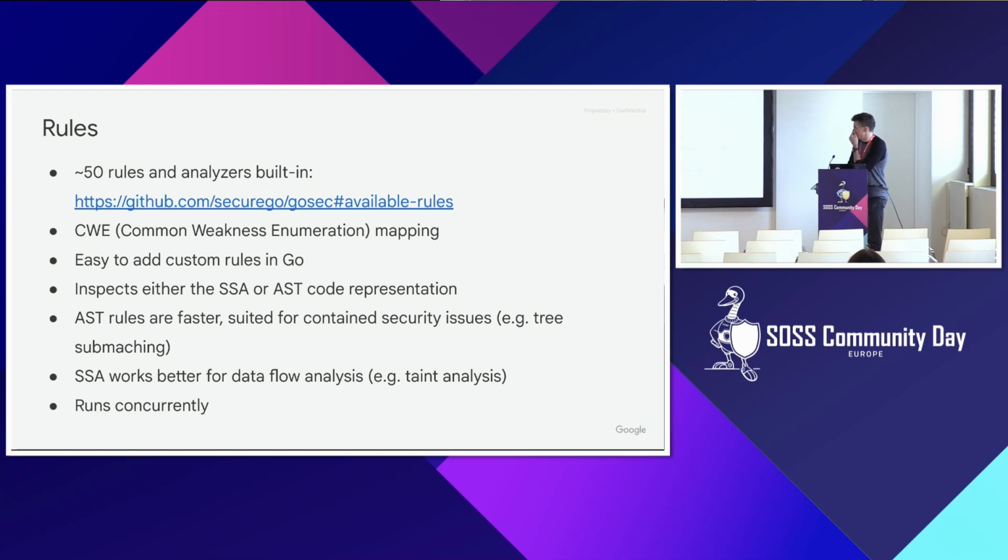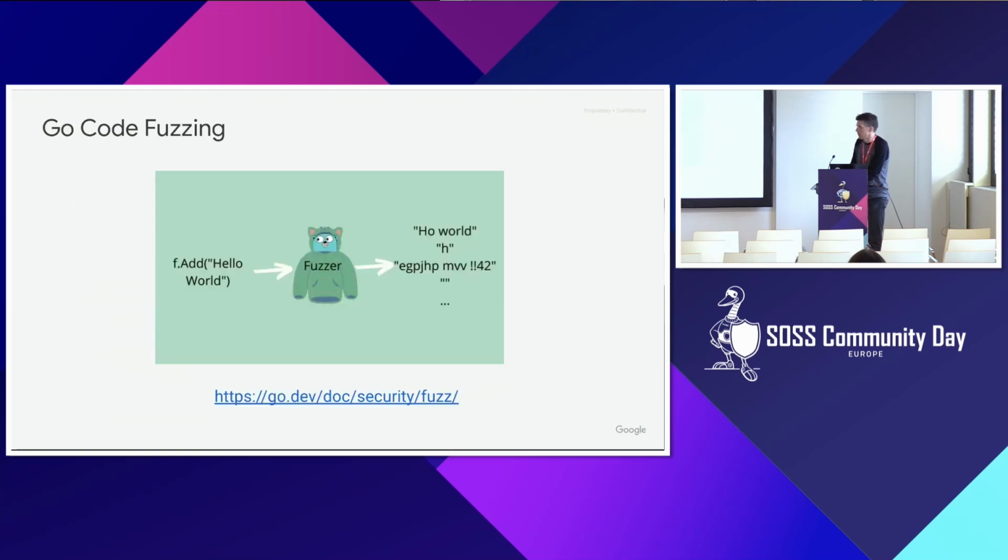Normally, when we run these rules against, let's say, a big code base, they are all executed concurrently, so it's relatively fast. Okay, that's about code scanning. So let's move on to fuzzing.